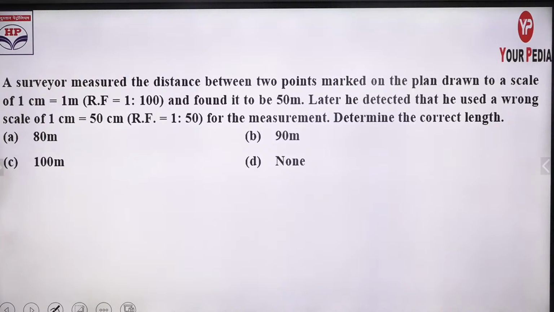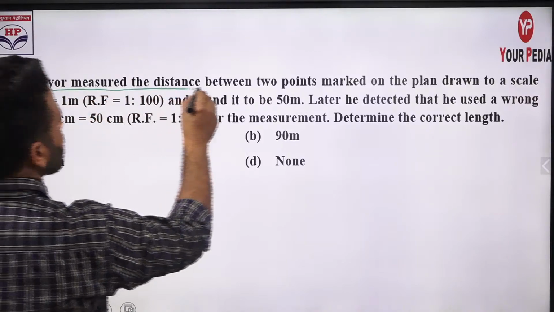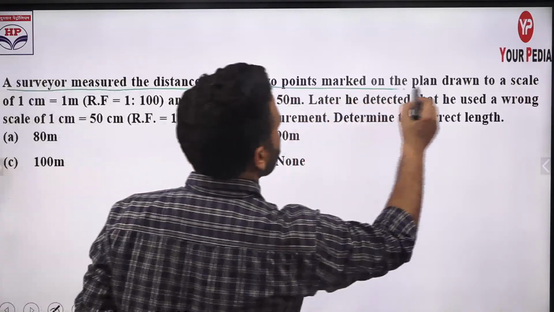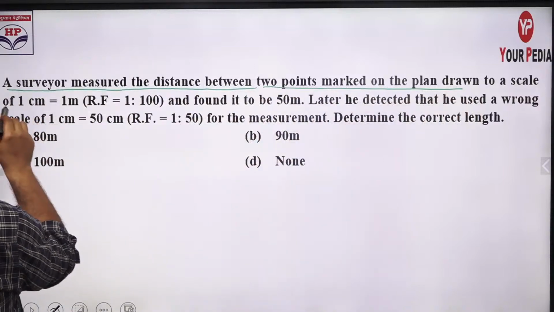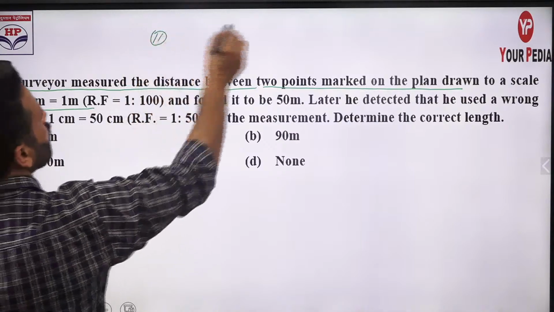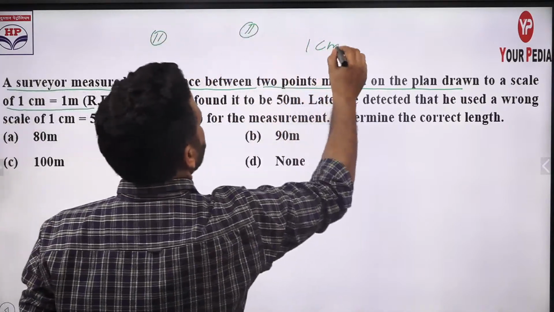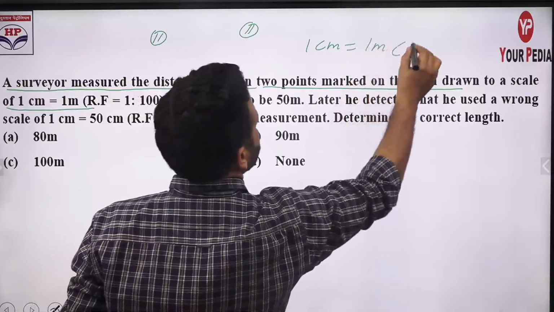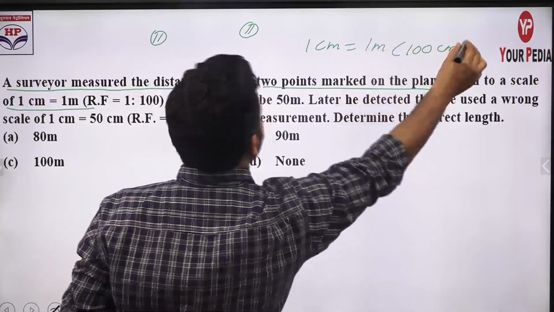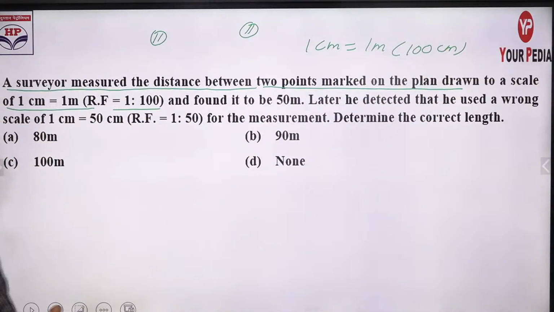A surveyor measured the distance between 2 points marked on the plan drawn to a scale. The scale was 1 centimeter equal to 1 meter, that is 100 centimeter, then RF will be 1 is to 100, and the distance was found to be 50 meter.